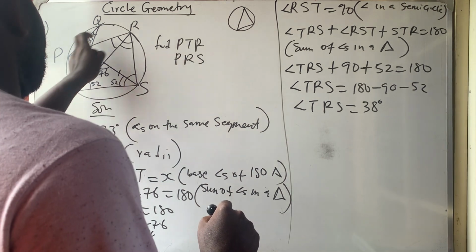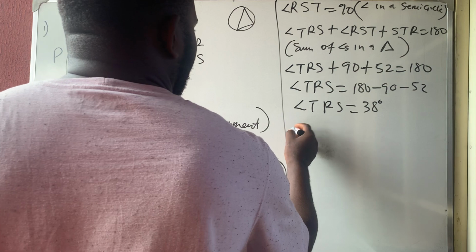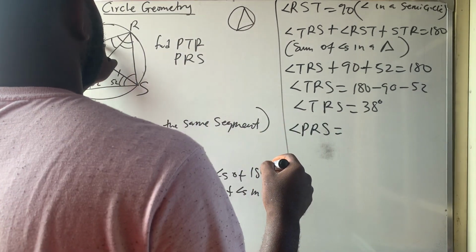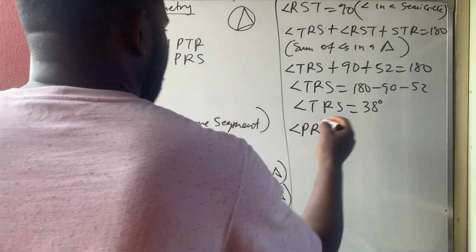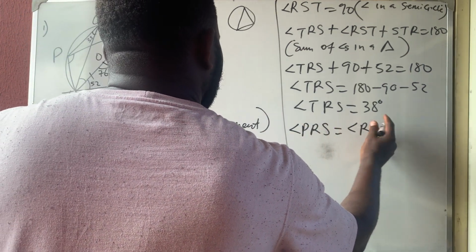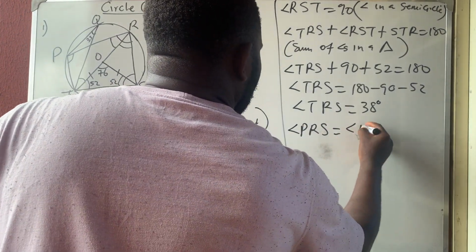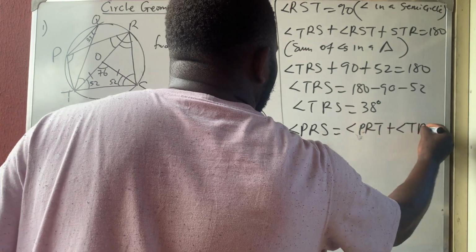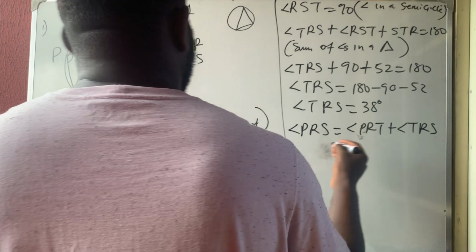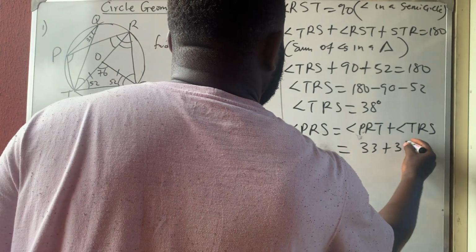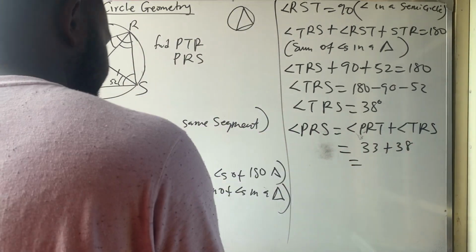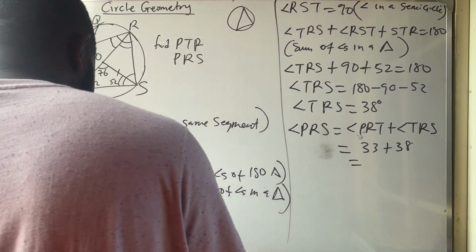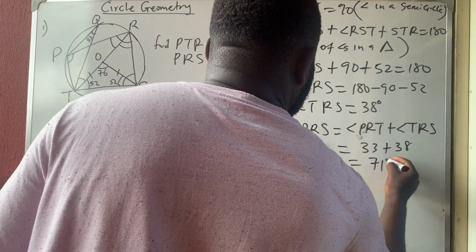So the place I'm looking for now, they say I should find angle PRS. Okay, angle PRS is equal to the combination of these two. That is angle PRT plus angle TRS. So what do we have? We have 33 plus 38. So 71 degrees.